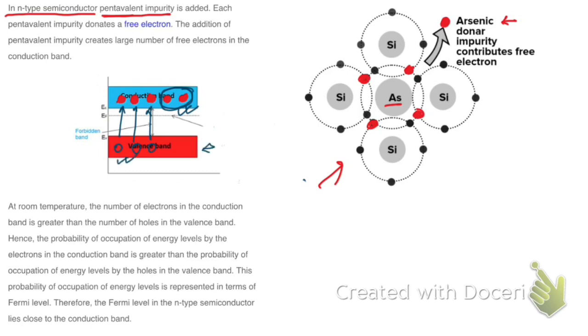This is the valence band and this is the conduction band, right? And this gap is called the forbidden band, and this dotted line represents the Fermi level. You can see this line is called the Fermi level.